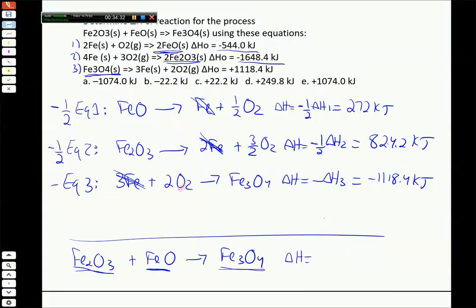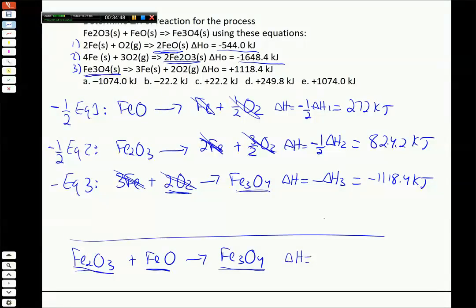And then for O2, we have 2 O2s in this equation as reactants, and then on this side we have 1 half plus 3 halves, which is another 2 O2s. So again, on both sides of the arrow we have 2 O2s, so they cancel out. And that leaves Fe3O4 as our only product.